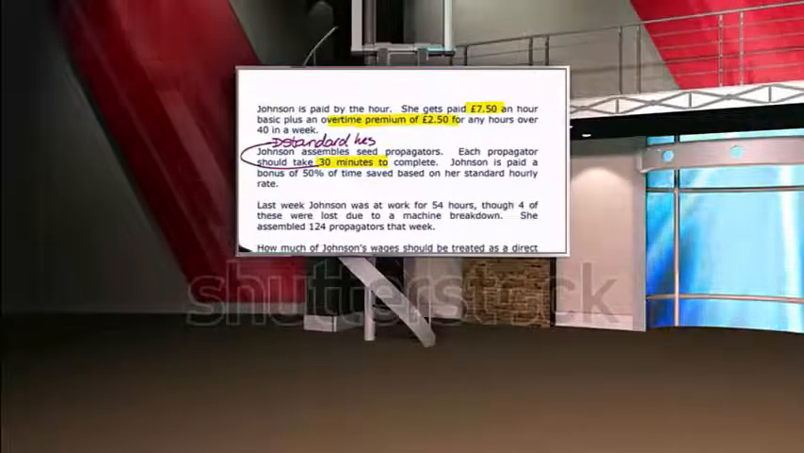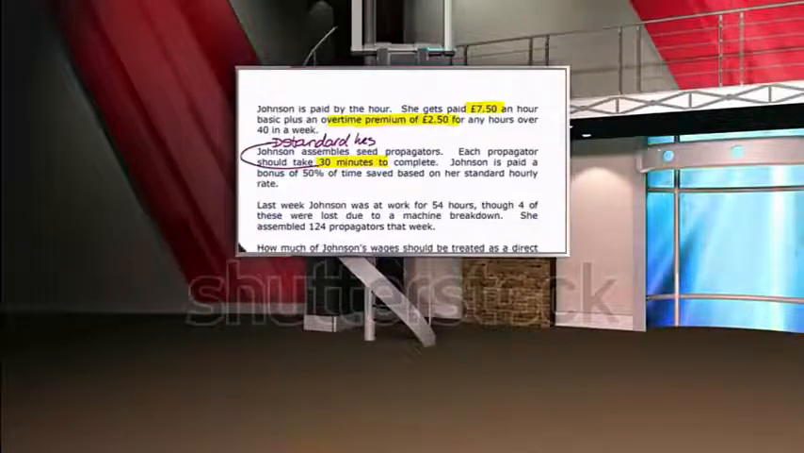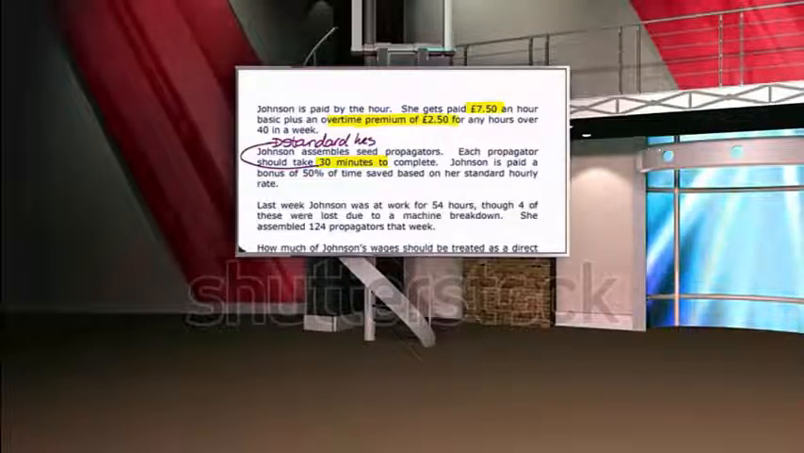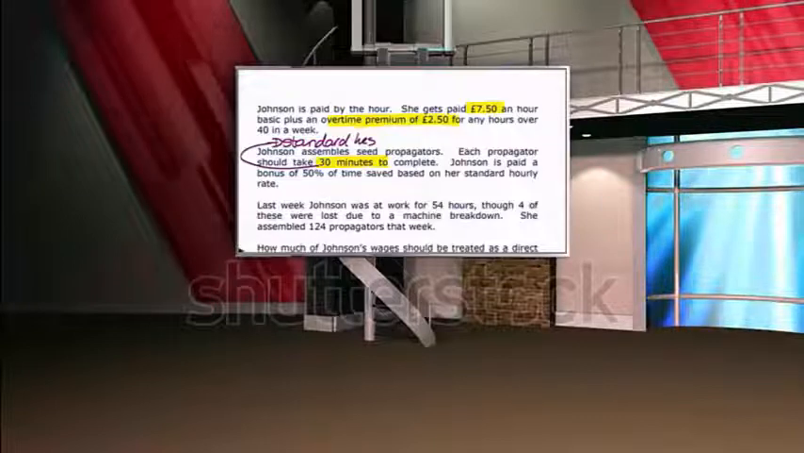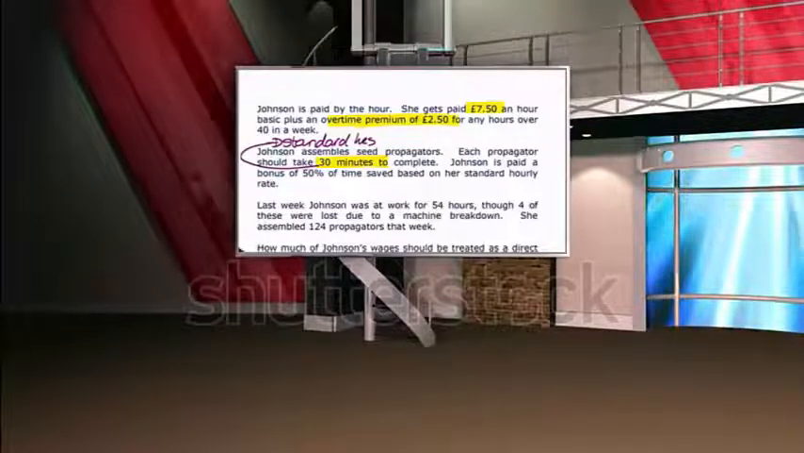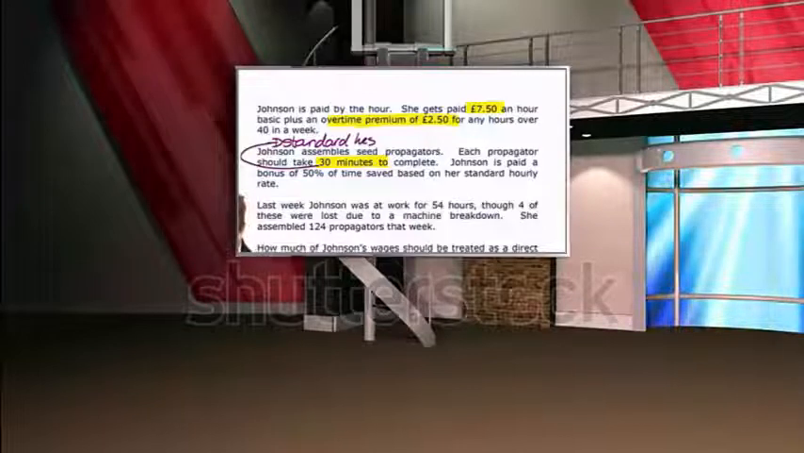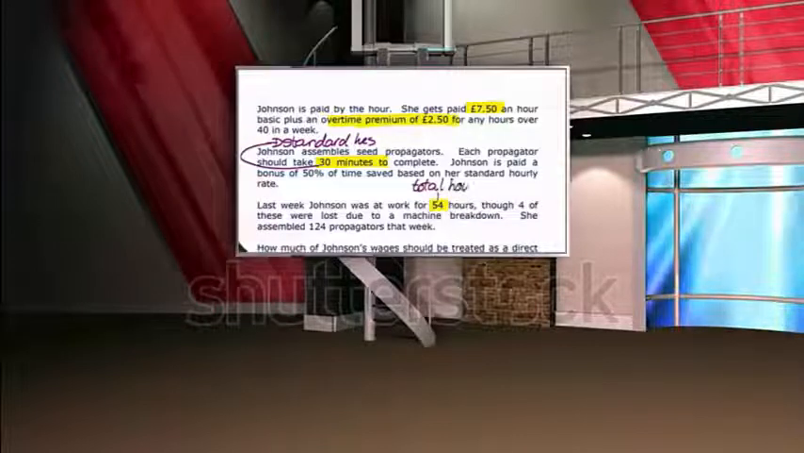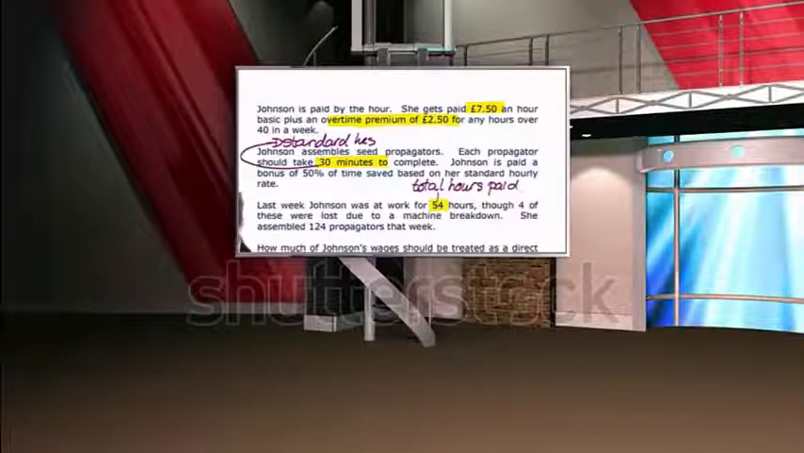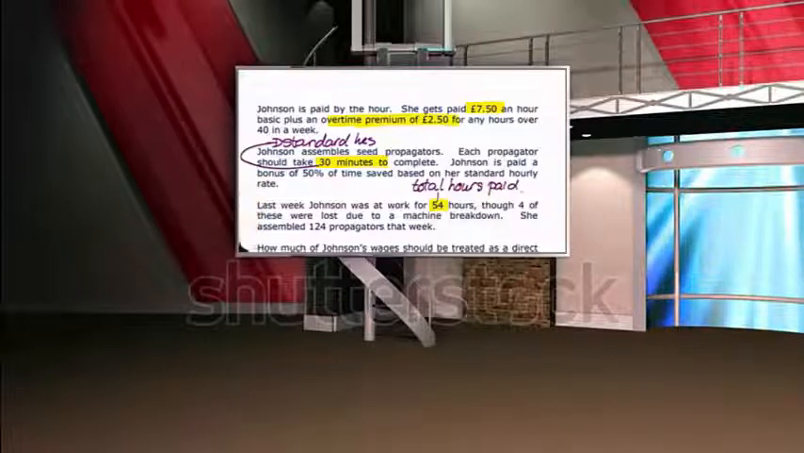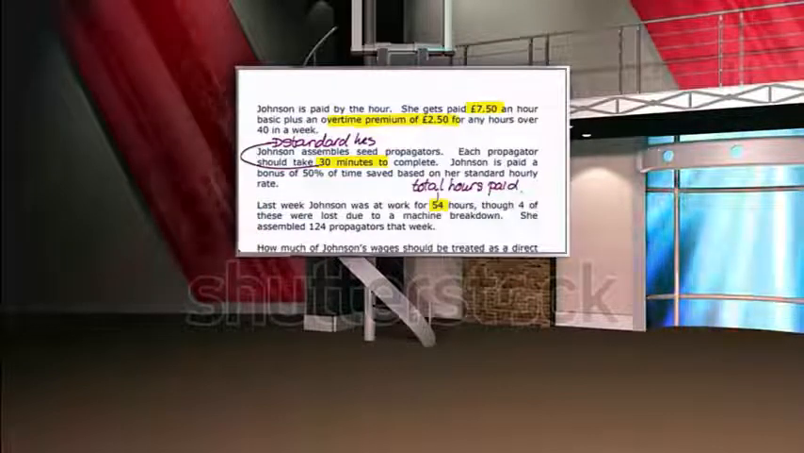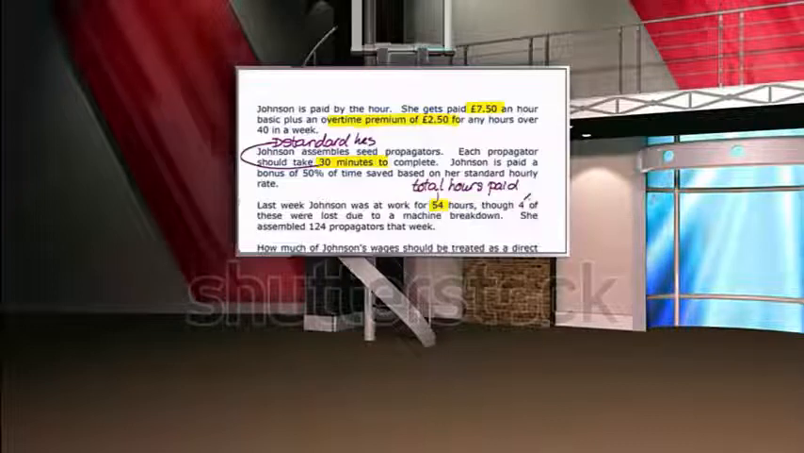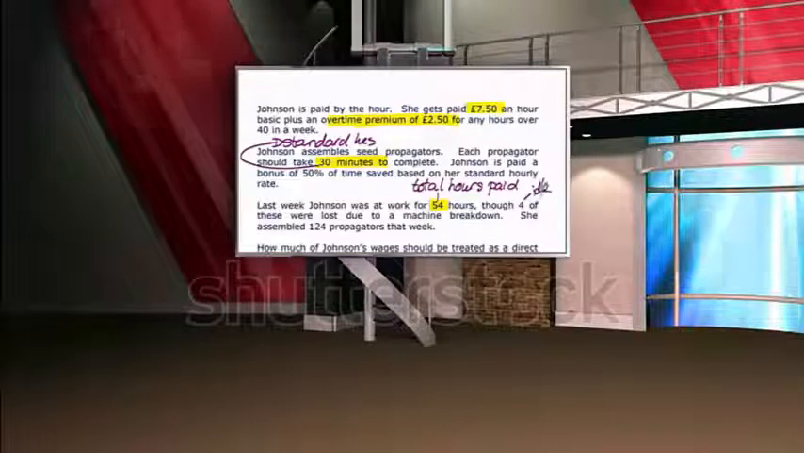Johnson is paid a bonus of 50% of time saved based on her standard hourly rate. So for each hour she saves in her production, she will get paid 50% of her basic rate. Last week she was at work for 54 hours. So these are her total hours paid. Though 4 of these were lost due to machine breakdown. So she was sitting around for 4 hours doing nothing because the machine had broken down. This is idle time.